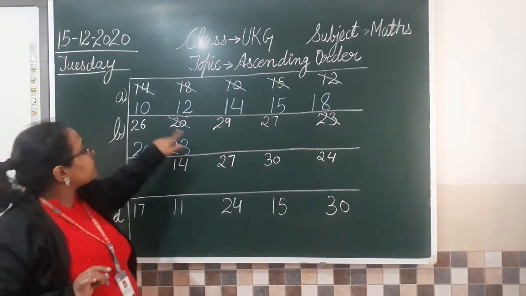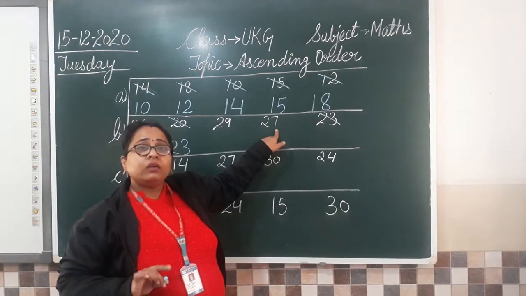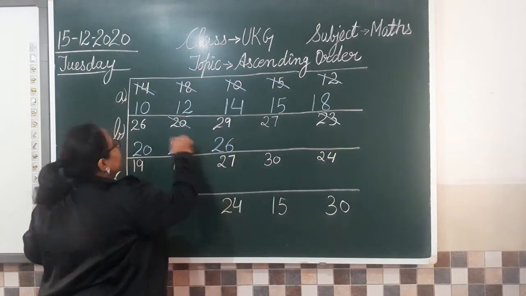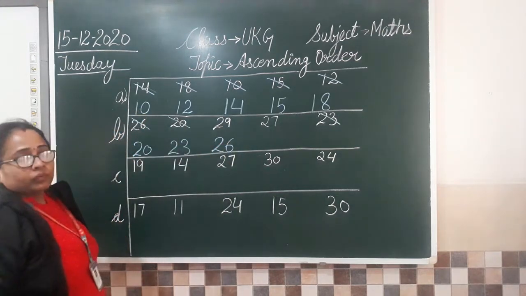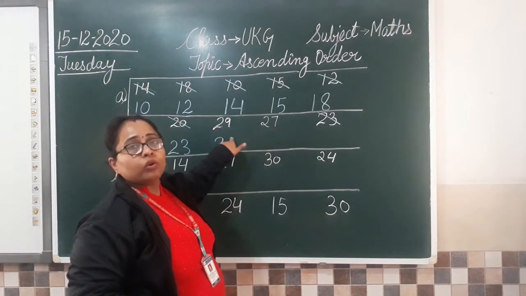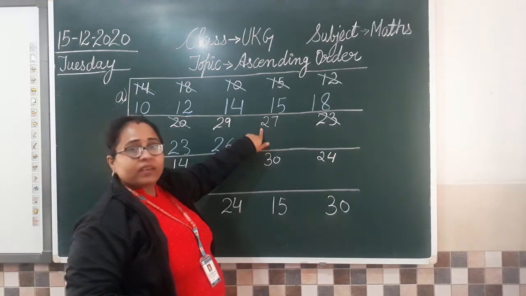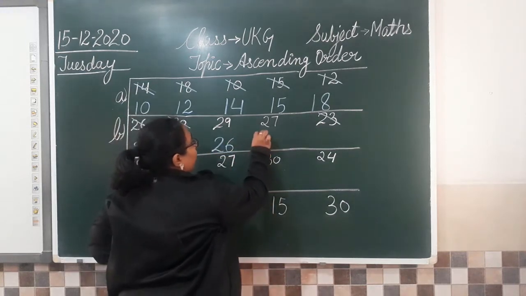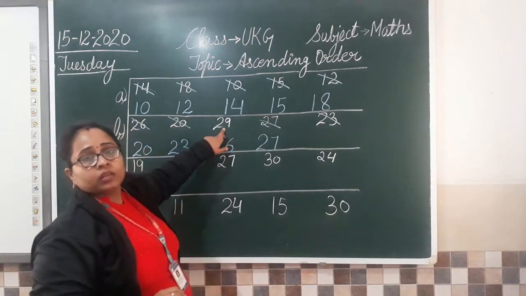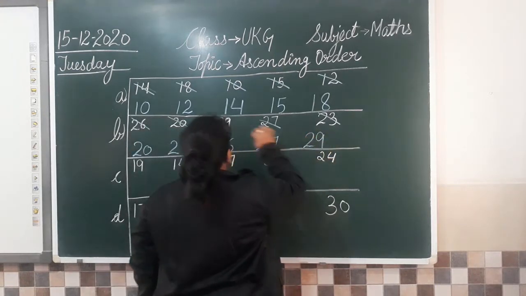So we have 26, 29 and 27. So which is the smallest of all? 26. Yes. So we will write 26 here and we'll cut it down. अब we have only 29 and 27. अब इन दोनों में से smallest कौन सा है? Which one is smaller? 27 is smaller. So I'll copy 27. I'll cut this. Now we are left with 29. So I'll write 29 here and I'll cut.